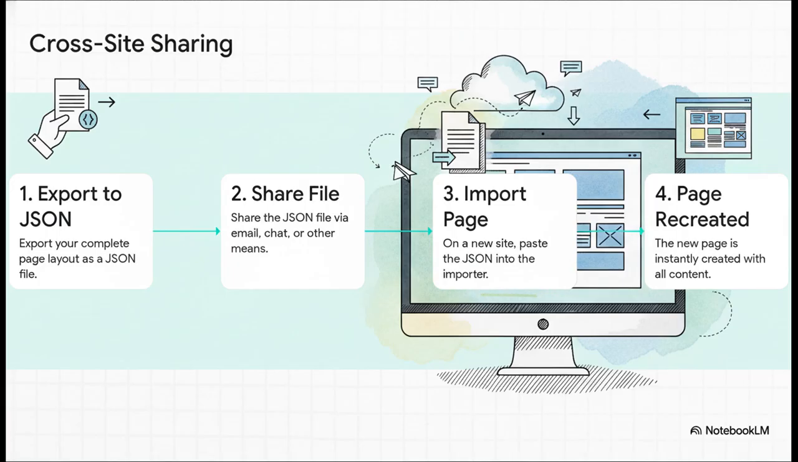This basically spits out a text file. It's called a JSON file, but don't worry about that. With all your page data. 2, you share that file with someone or just save it for yourself. 3, you go to a new site and import it. And 4, that's it. Your page is instantly recreated, a perfect clone.